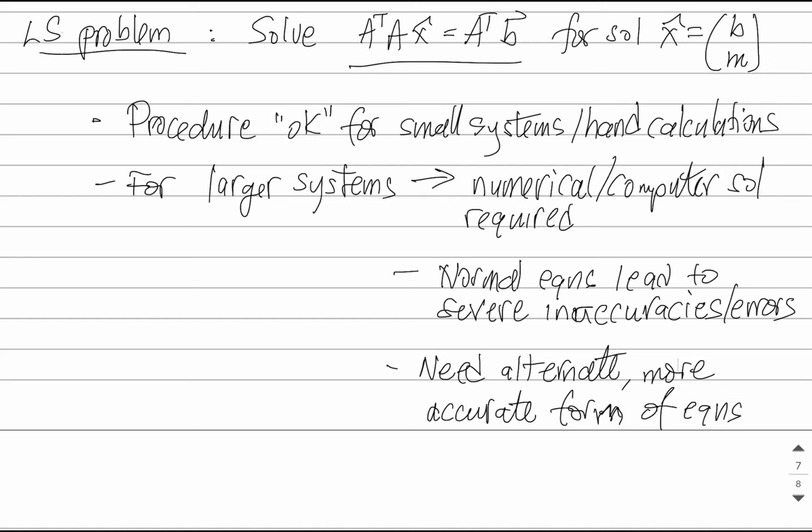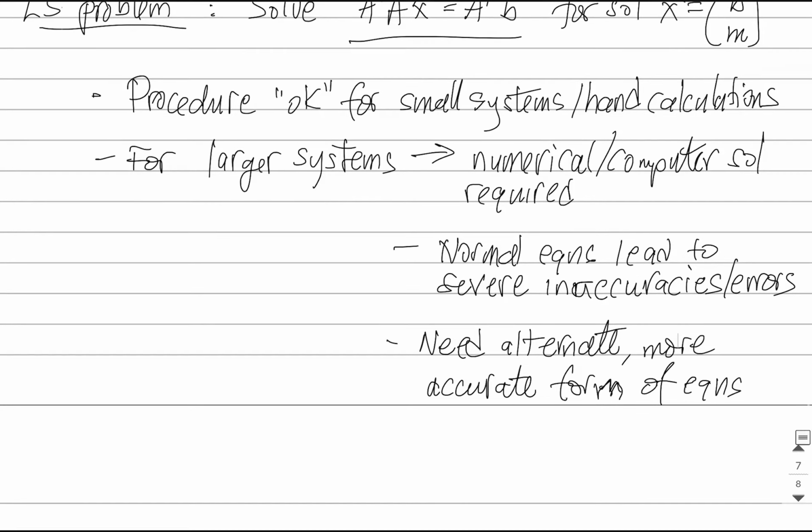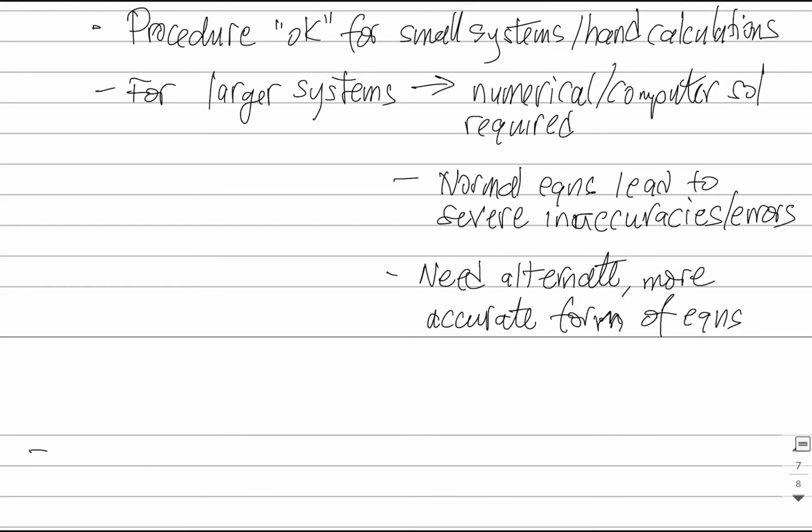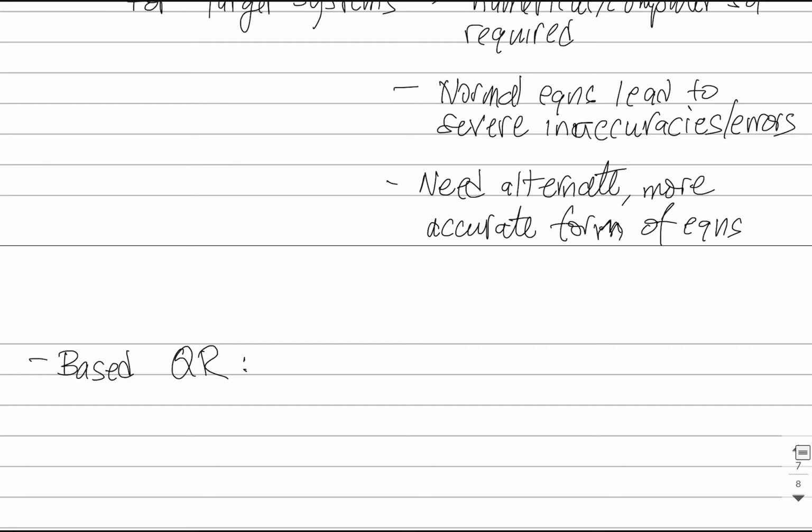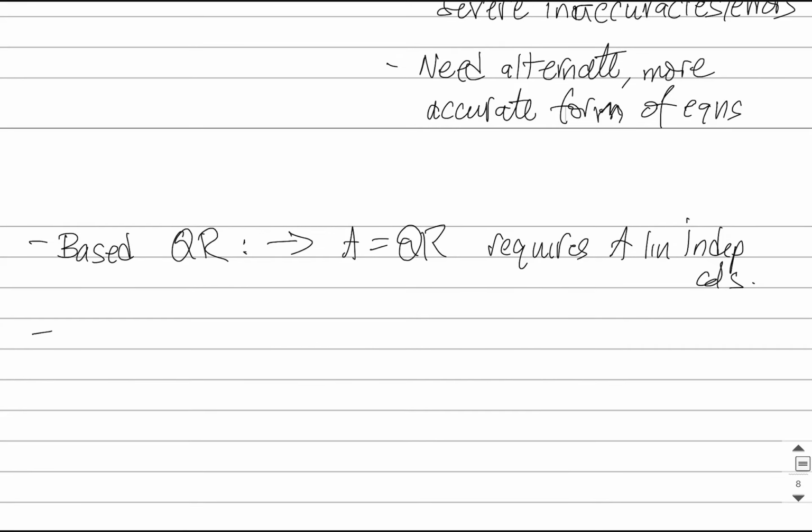That's going to rely on understanding how to write these equations in yet another way. And the alternate form that we're going to talk about is going to be based on the QR factorization we talked about before. Now, you may or may not remember that in order to use QR, we need a matrix that has linearly independent columns. So if we are going to write this, this requires A to have linearly independent columns. So for the time being, we are going to assume that this is the case.